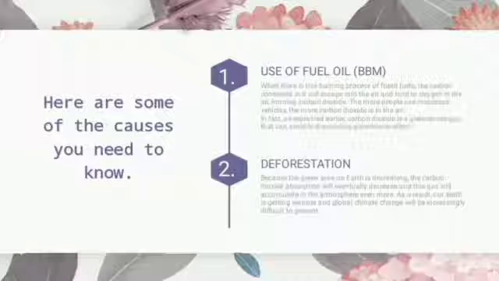2. Deforestation. Because the green area on Earth is decreasing, the carbon dioxide absorption will eventually decrease and this gas will accumulate in the atmosphere even more. As a result, our Earth is getting warmer and global climate change will be increasingly difficult to prevent.